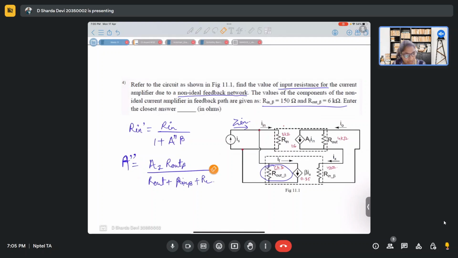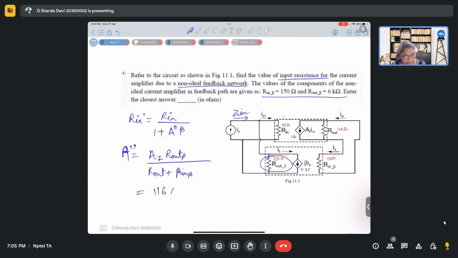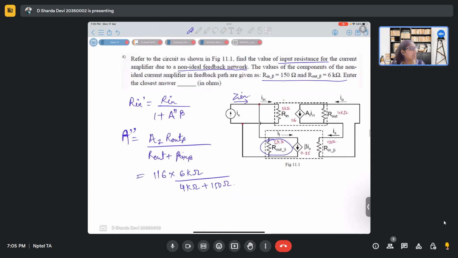Since here we don't have RL, we can remove the RL. So we will have 116 into R out, which is 4 kilo ohms, by R out 4 kilo ohms plus R in beta 150 ohms. How much are you getting? What is the value of A double dash that you are getting? Okay, I'm doing it here.